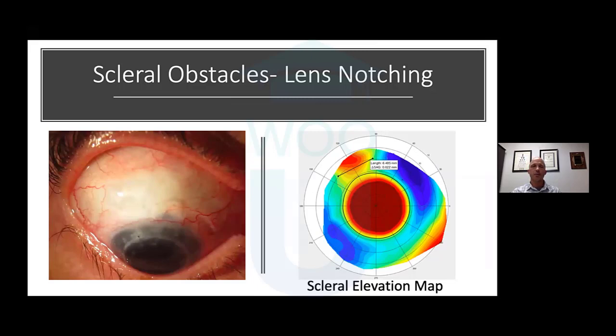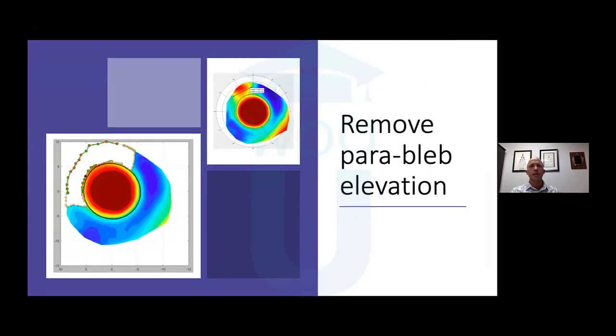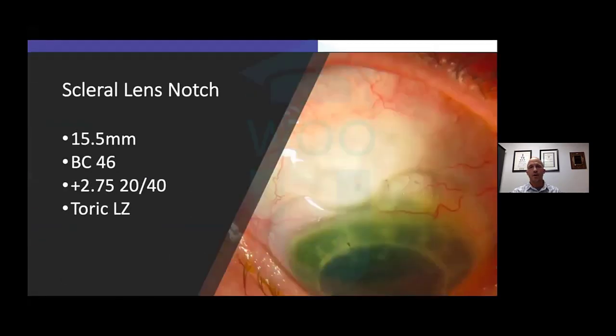So this is a case example of a patient who had a full thickness corneal transplant and secondary glaucoma. It's a fairly moderate to severe conjunctival bleb after trabeculectomy. And we can use the scleral elevation map not only to measure the bleb, but to find out if the patient has significant oblique scleral toricity. And the software we can use to first measure the amount of toricity needed, and then the amount of lens that needs to be beveled out for the fit.